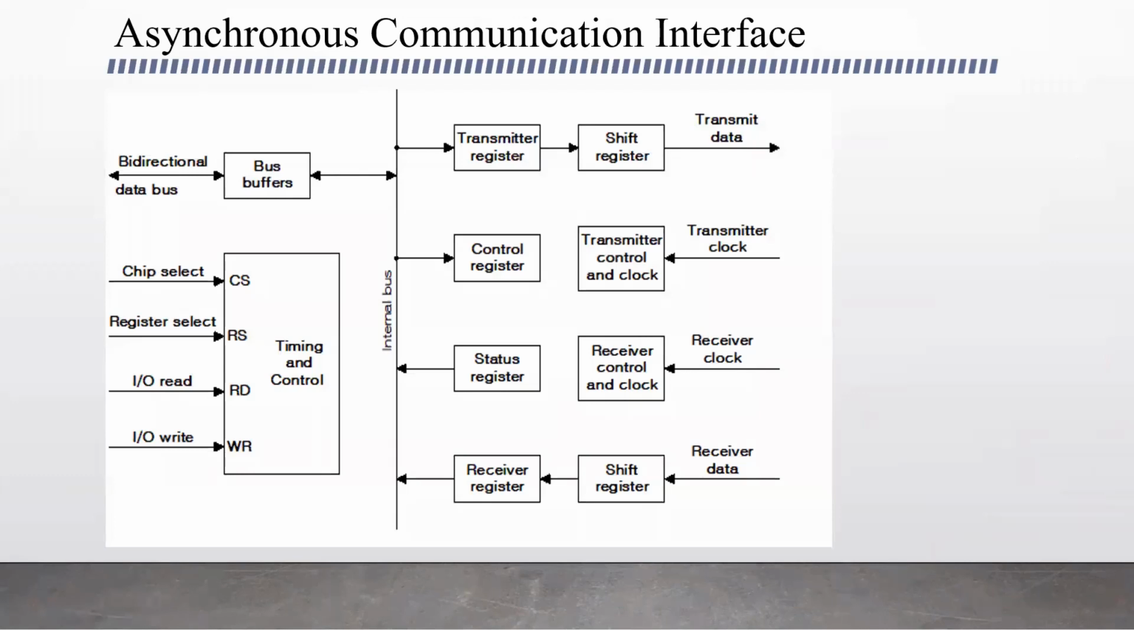And here we see how this asynchronous communication is done through this interface. Here the asynchronous communication interface is shown, and this interface acts as a transmitter and receiver. We have the transmitter as well as the receiver part of the interface here. So let me explain the components.